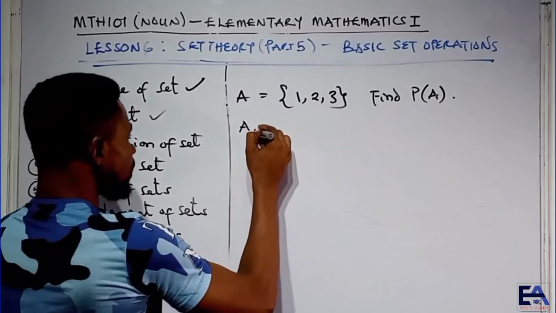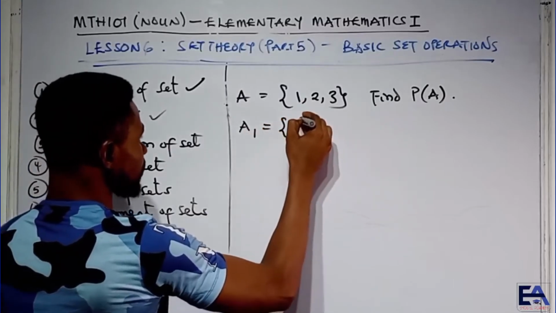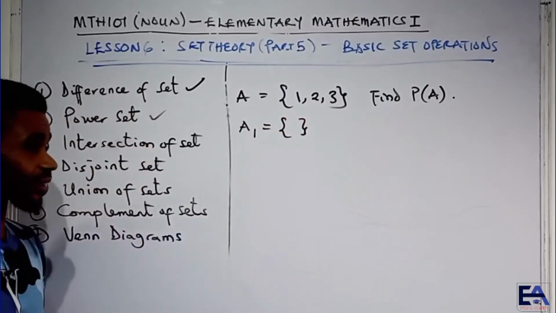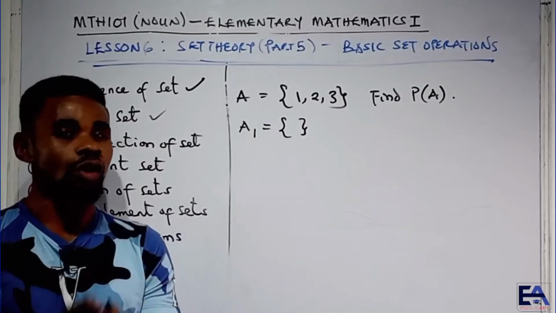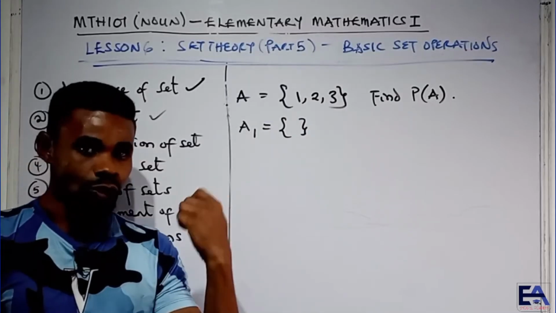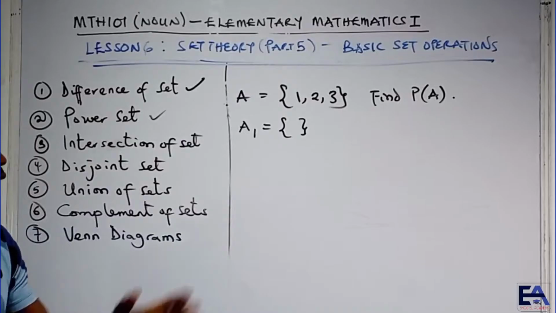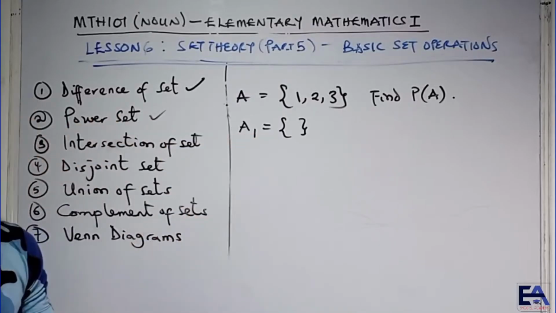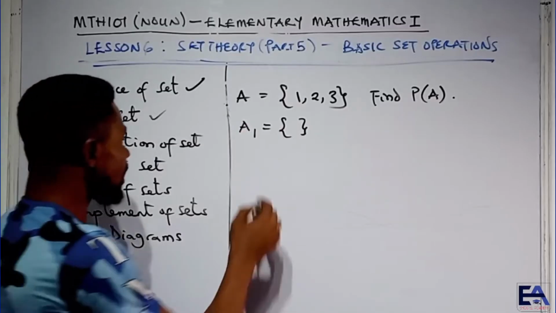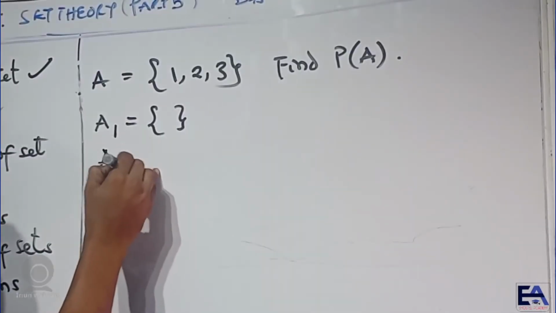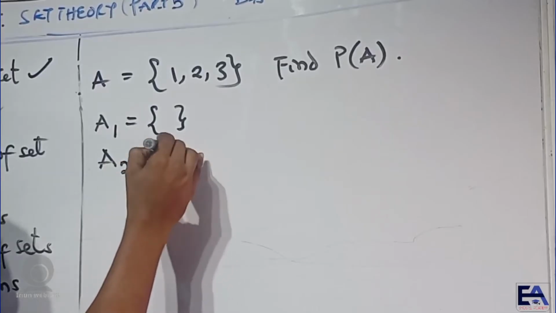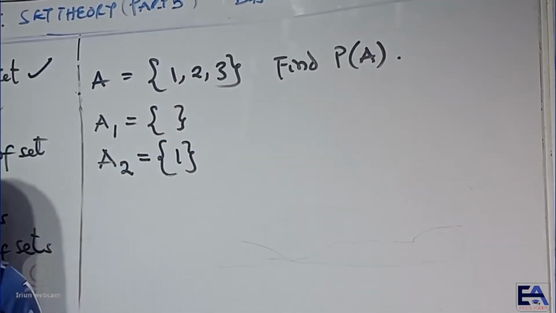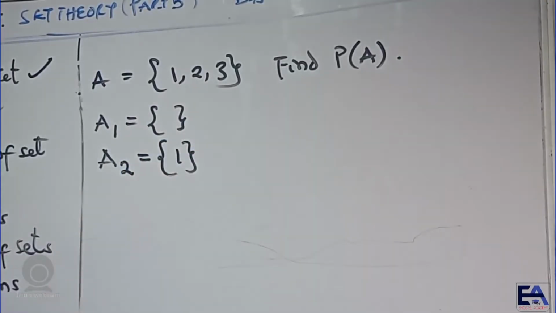Well, the first subset that can be formed, let's just say, is the empty set, since the empty set is a subset of all sets, as discussed in previous videos. Okay, so the empty set is one of the subsets of this A, right? Another subset of A, let's say A2, is a singleton, which means a set that has only one element. In this case, let's say 1 is that one element.